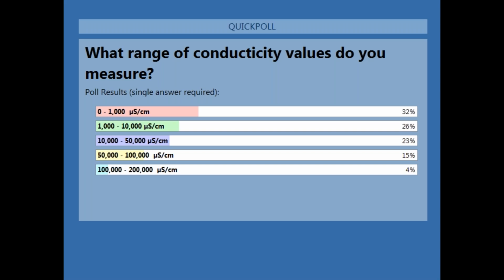The lowest amount here is extremely high conductivity ranges, which occasionally is possible in natural waters, but a lot of these higher values could be seen in industrial applications or laboratory applications as well. Okay, so moving on.